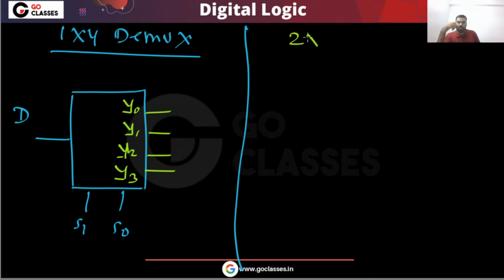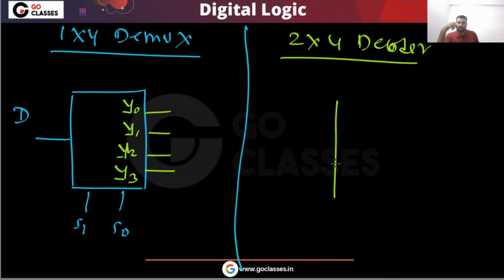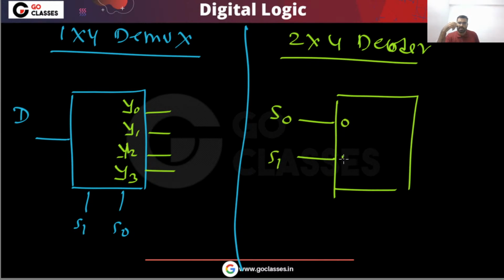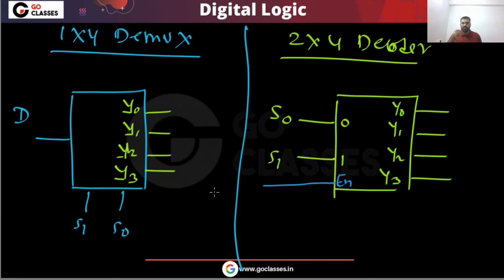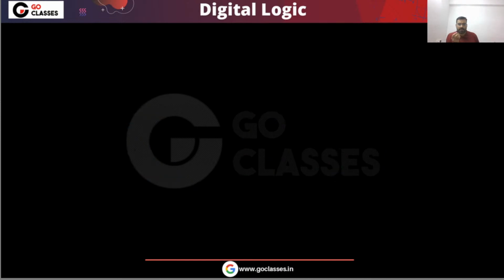On the other side you have a 2 by 4 decoder. In the 2 by 4 decoder, what happens? We have two input lines, S0 and S1. This is LSB, this is MSB, and there are 4 output lines, Y0, Y1, Y2, Y3, and there is one enable. This is the enable input. Now if I want to use this decoder as a demultiplexer, then how to convert?